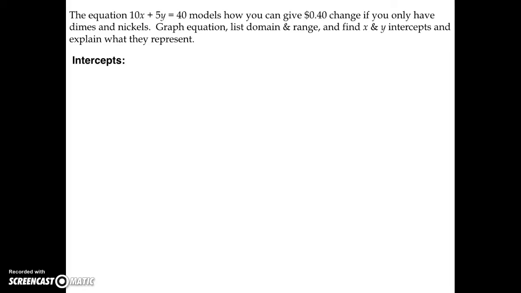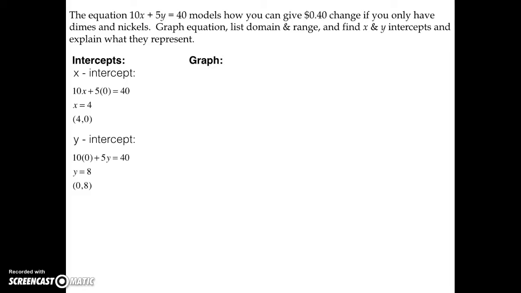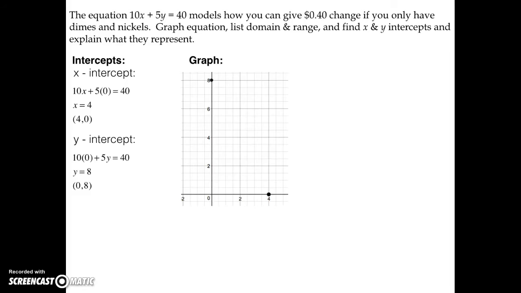So, to graph the equation, I need the intercepts. To find the x-intercept, I plug in 0 for y. I get x equals 4, the x-intercept is 4, 0. The y-intercept, same idea, but I plug in 0 for x, solve for y. My y-intercept is 0, 8. So then I'm going to graph, put both my intercepts on there, connect my intercepts with a line.